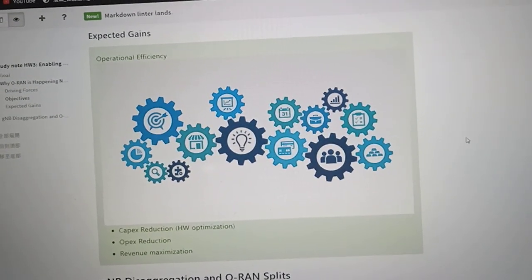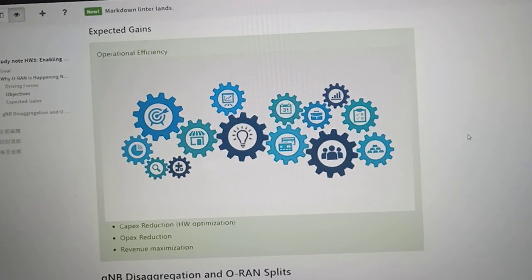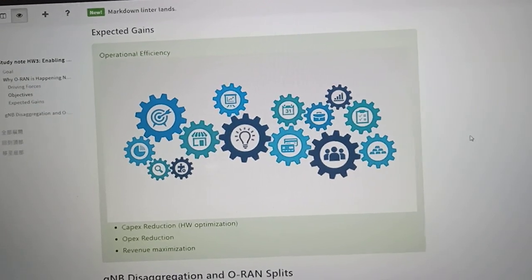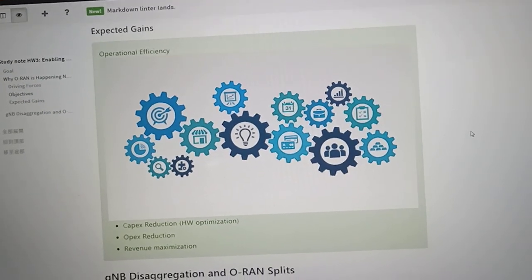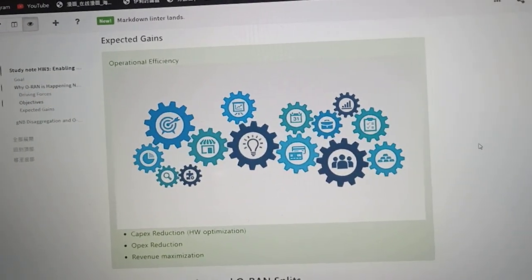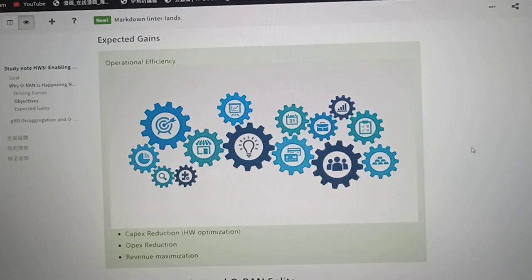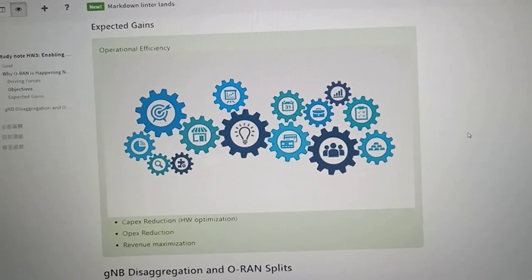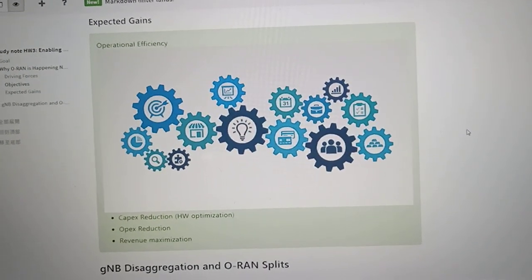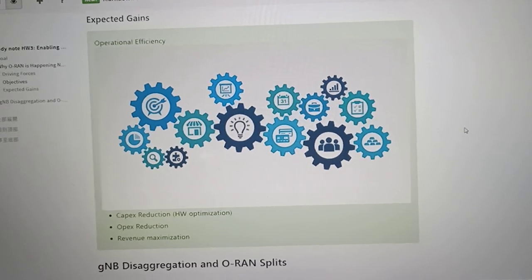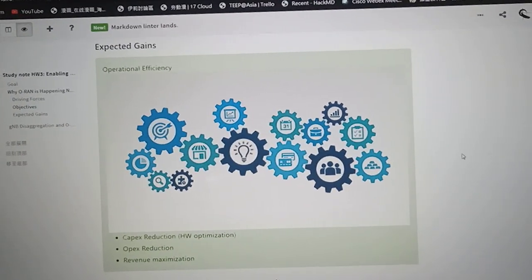First, CapEx reduction, and OpEx reduction, and the final is revenue maximization. So these three parts are about why we need O-RAN, the goal of O-RAN, and the expected outcome we will get.